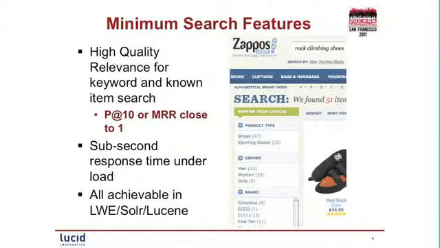So starting to think a little bit more about what the minimum search features are. Naturally you want high quality relevance. Again, if it's not on the first page or even in the first one or two results, then you probably need to spend a lot more time on your querying capabilities.